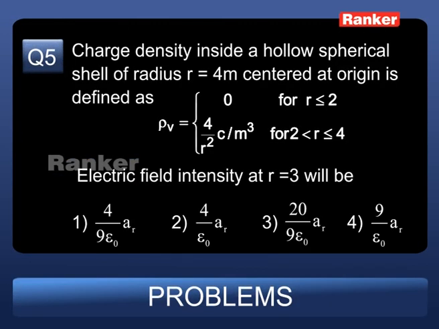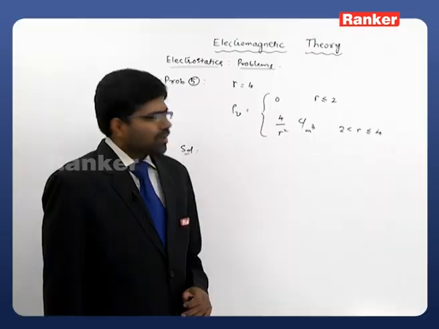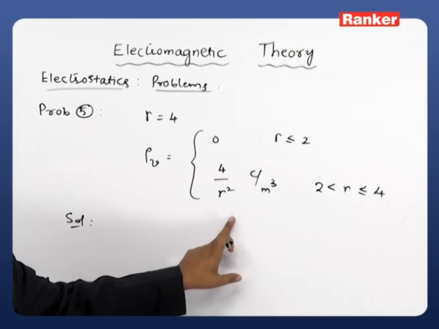Question number 5. Now for the same question which was asked in the previous problem, we need to calculate the electric field intensity at r equals 3 meter. The charge distribution was given as rho v equals 0 for r less than or equal to 2 and 4 by r square coulomb per meter cube for 2 less than r less than or equal to 4. This is the problem. The same data was given to us once again.